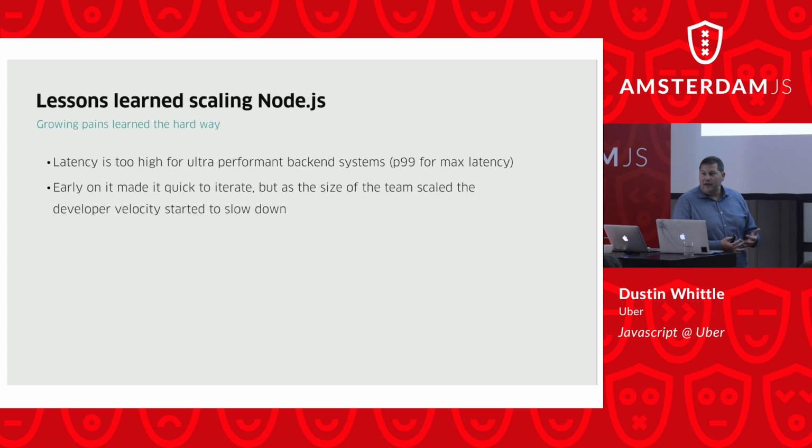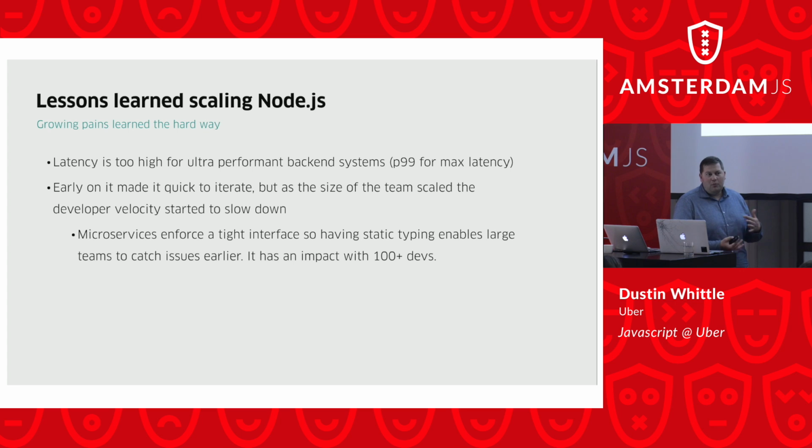Early on, it made it incredibly quick to iterate, but as the size of the team scaled, developer velocity started to slow down. The problem with having many microservices is that it enforces a tight interface between the different services. At some point you start to realize that if I change the name of something, I either need to support naming it two things, or I need to make sure that name gets propagated to all of its dependent services. By using languages that have static typing, you can understand these interface issues or interface breakdowns much earlier at compile time rather than at runtime.